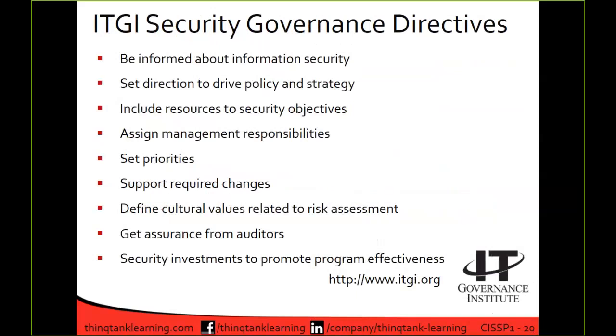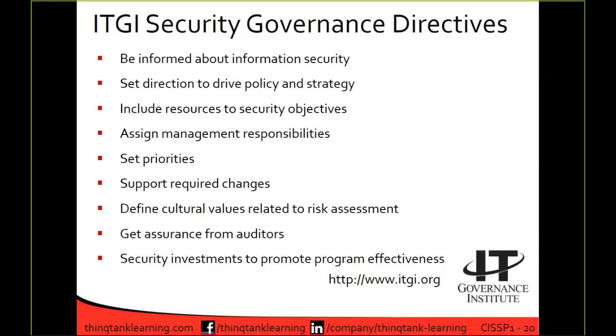We'll talk about lots of different organizations and governance bodies, but ITGI, the IT Governance Institute, is one, for example. And these are their defined objectives. Be informed about information security. Check. That's simple enough. Set direction to drive policy and strategy. By the way, ITGI is not an industry-specific governance body. They're not driving specific regulation and policy. These are general directives that they recommend for any IT organization. And these directives are pretty straightforward, pretty obvious.